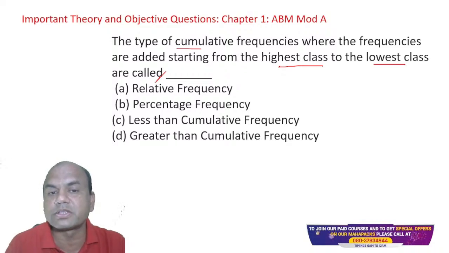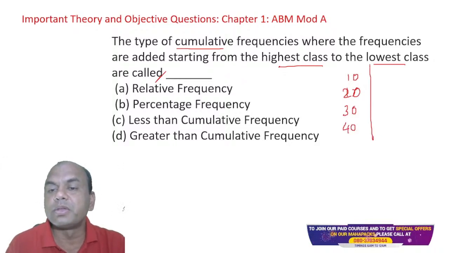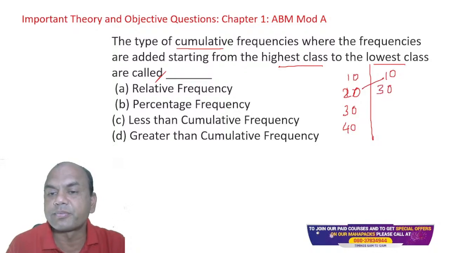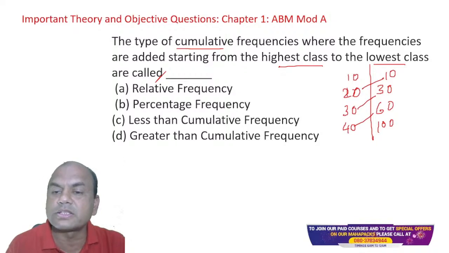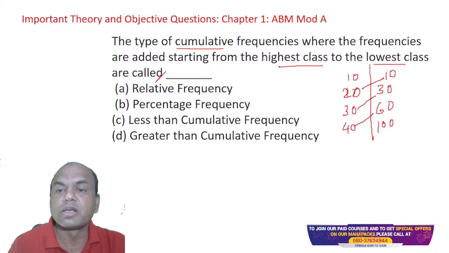Firstly, what is cumulative frequency? What is the meaning of the word cumulative? Suppose I write 10, then 20, then 30, 40, and I go on writing. Cumulative means addition of all these before this number. The accumulation of 10 is 10 only. Cumulation of 20 is 20 plus 10, 30. Cumulation of this is 30 plus 30, 60. 60 plus 40, 100. So cumulative means addition of all these numbers before. So this is cumulative. Now what do you mean by this?